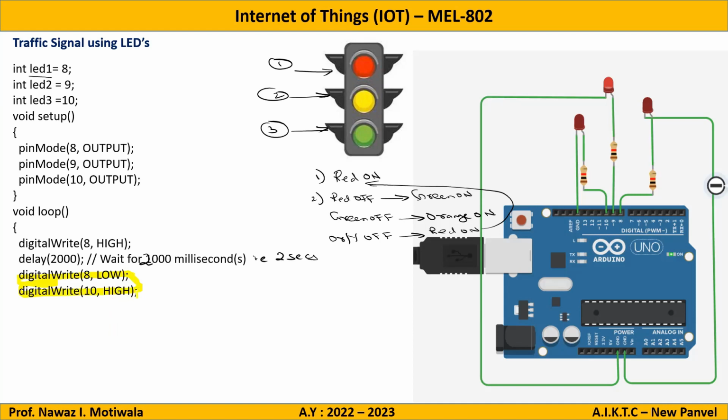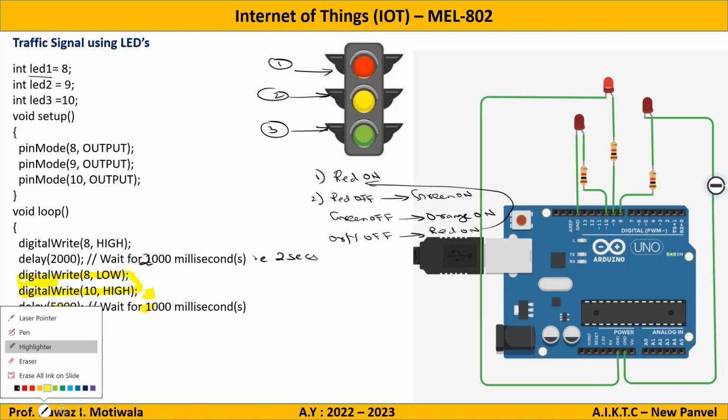Then once the green is on, I want to keep it on for some time so that vehicles can move. So I will write delay 5 seconds, or 5000 milliseconds. Here it's a mistake, it should be 5000 here. So the green LED will be glowing for 5 seconds wherein the traffic can move. Then after that we have to go for the third step.